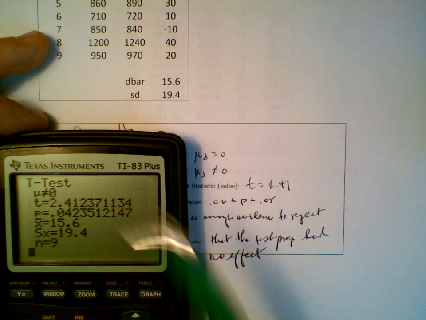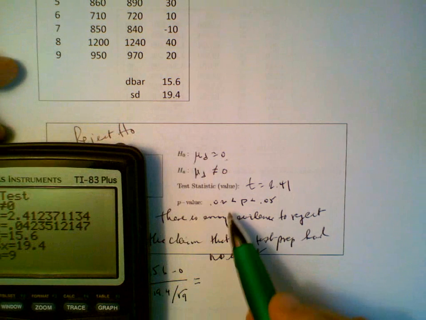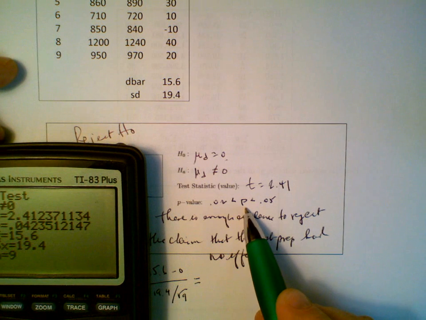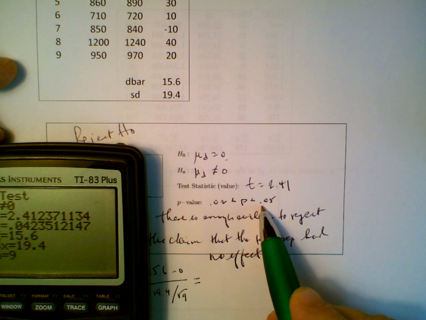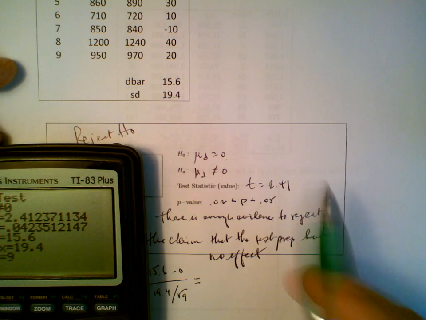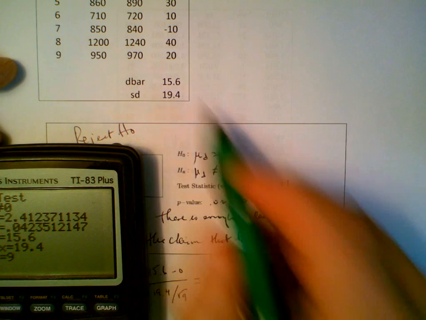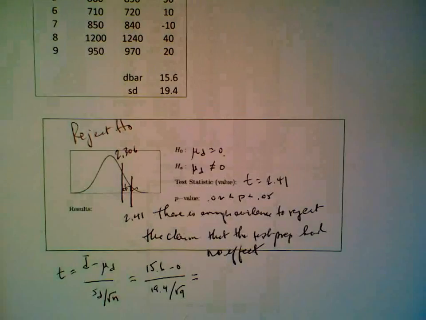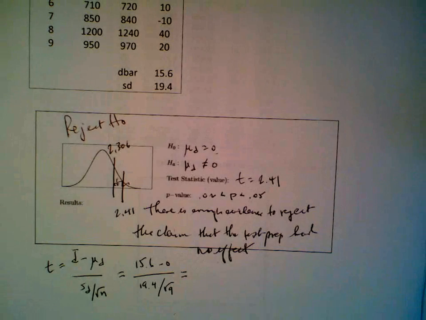P-value, 0.042. We said it's between 0.02 and 0.05. It's a little less than 0.05. So the results here are consistent with the results that we got by hand, which says that we're pretty sure that we've done this problem correctly.